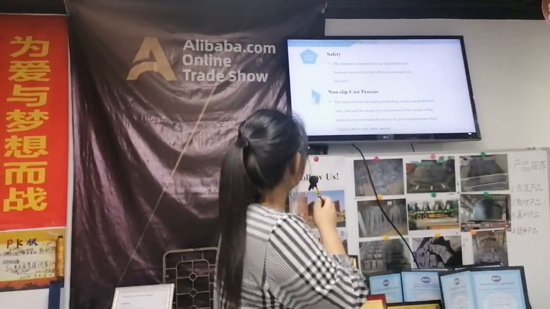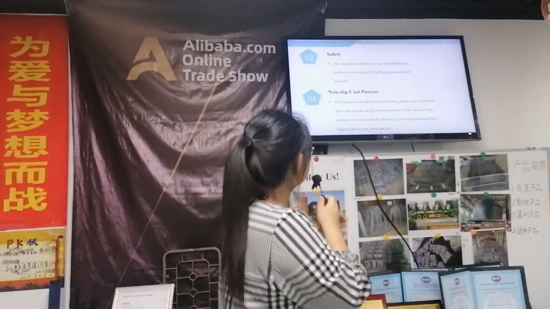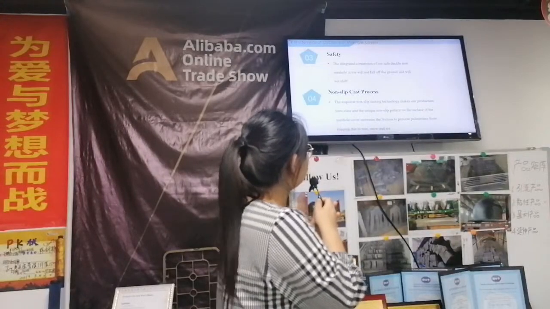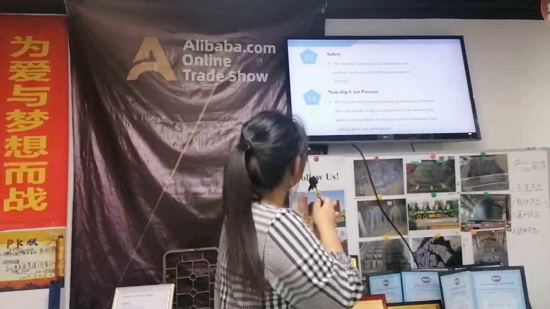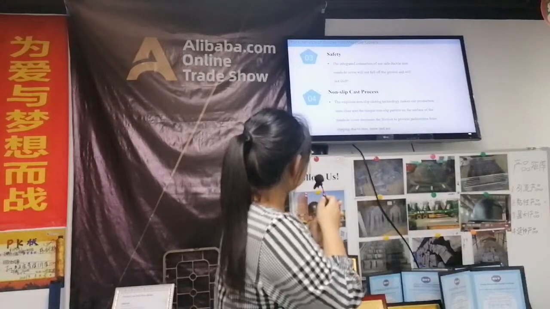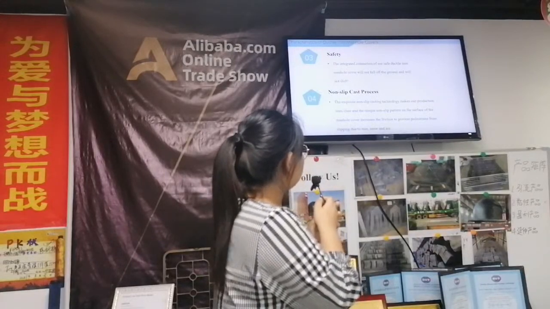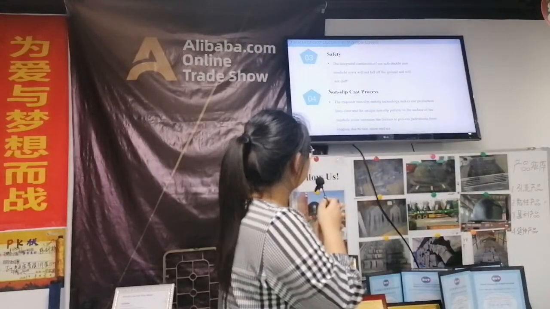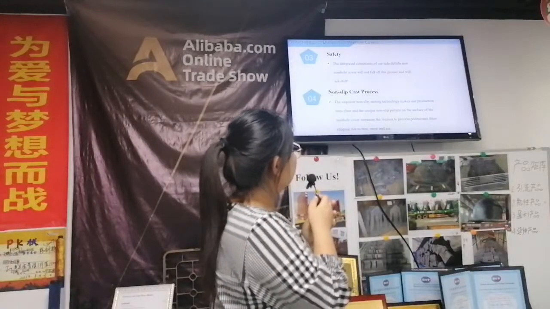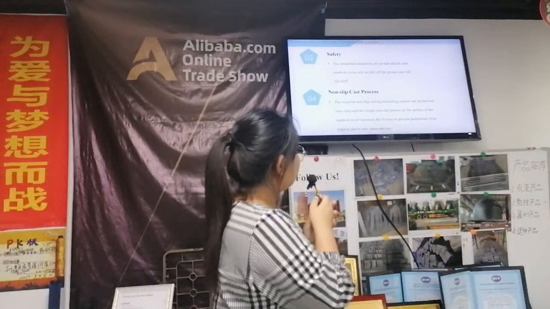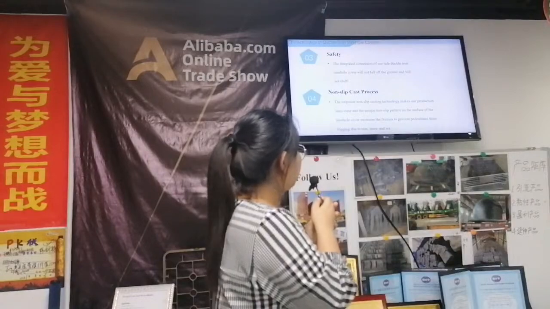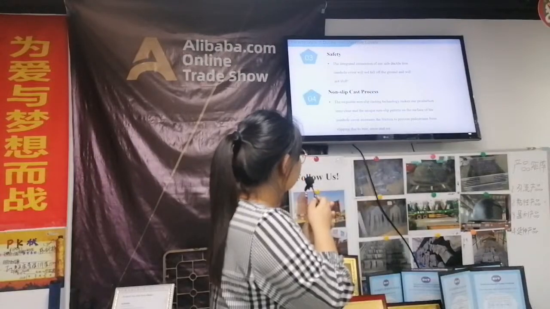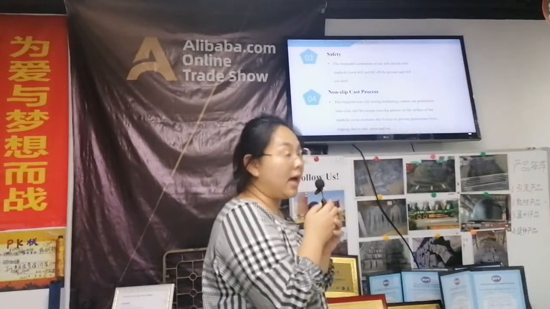And the third is safety. The integrated connection of our safe ductile iron manhole cover will not follow the ground and will not shift. The first is the no-slip casting process. The exquisite non-slip casting technology makes our production lines clear, and the unique non-slip pattern on the surface of the manhole cover increases the friction to prevent pedestrians from slipping due to rain, snow, and ice.